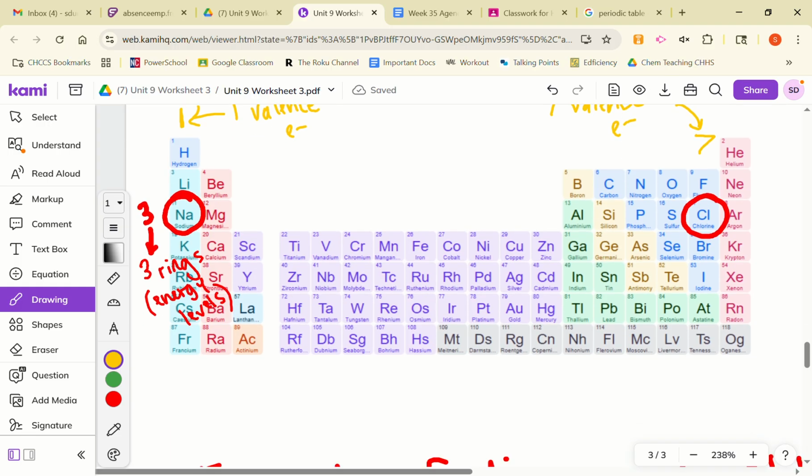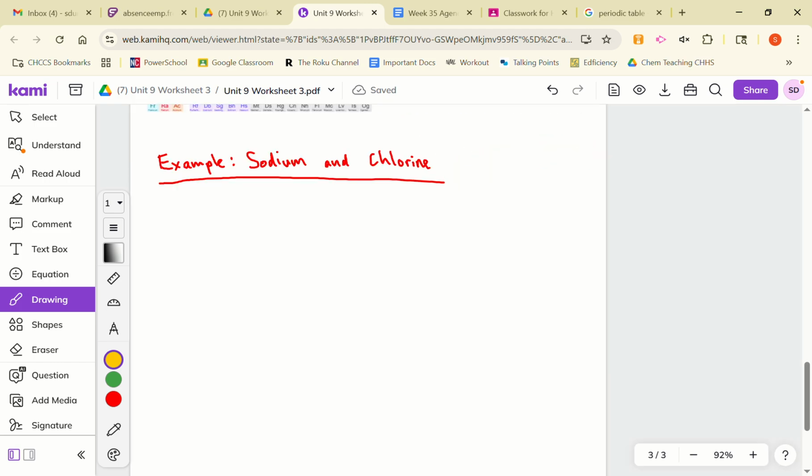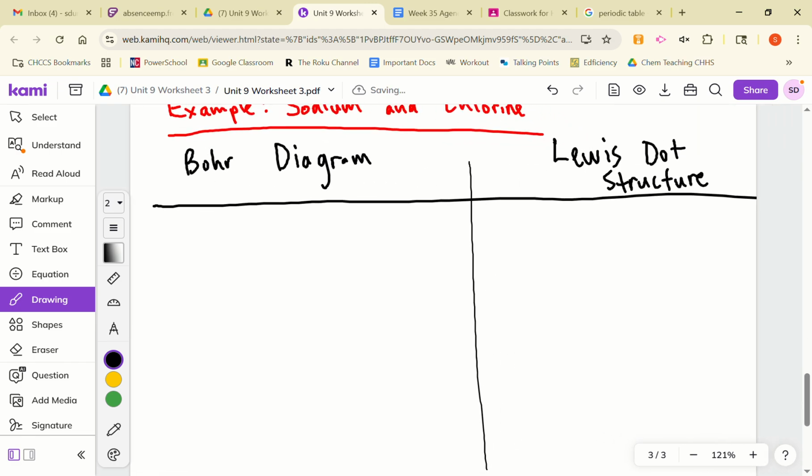So what I'm going to do is I'm going to do one section to show you the Bohr diagram, and then a second section to show you how does this play out with the Lewis dot structure. Because I think it's beneficial to show both. So what I'm going to do, like I said, I'm going to draw sodium.